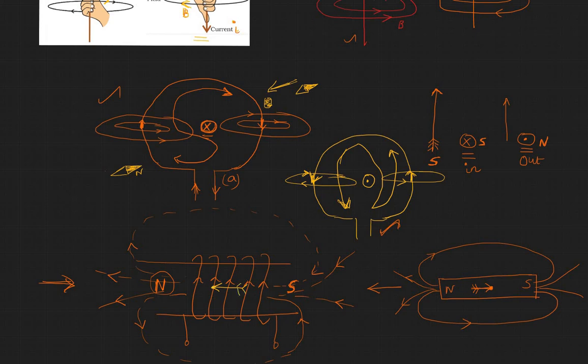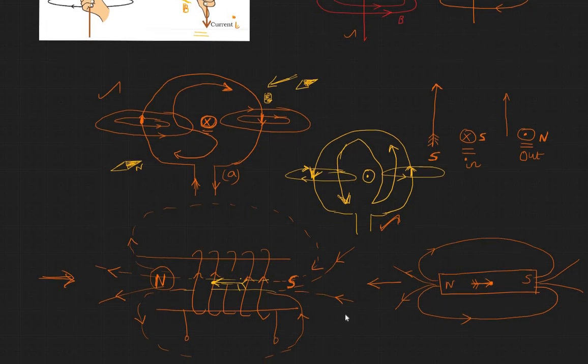That is, the magnetic field lines would continue to be represented like this. It would kind of go like that, right? So that's the magnetic field lines inside the solenoid.